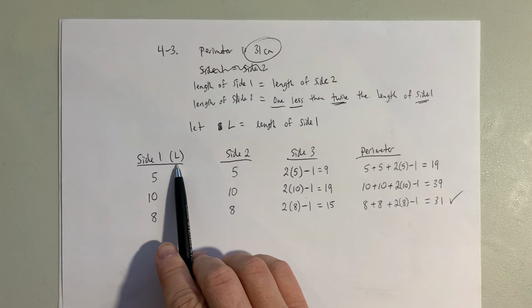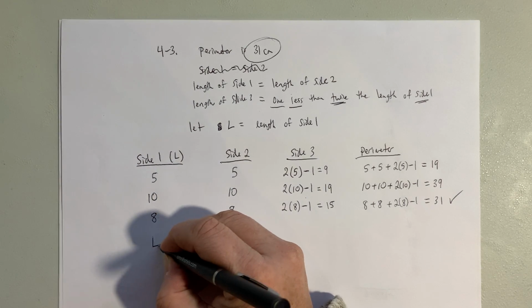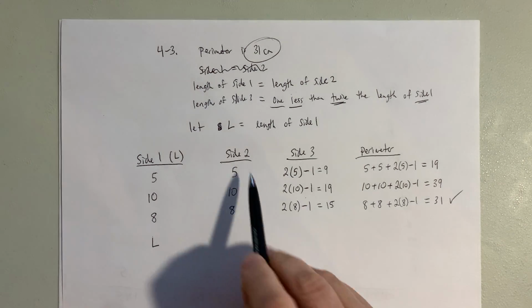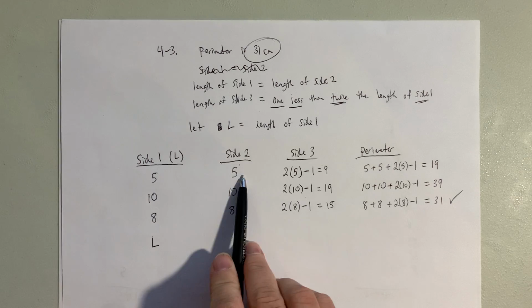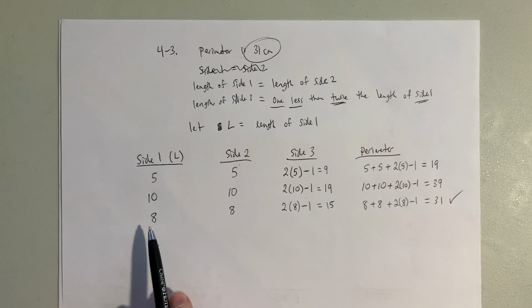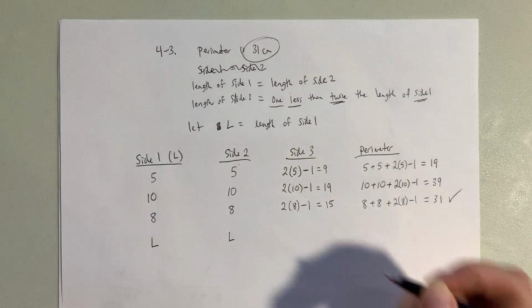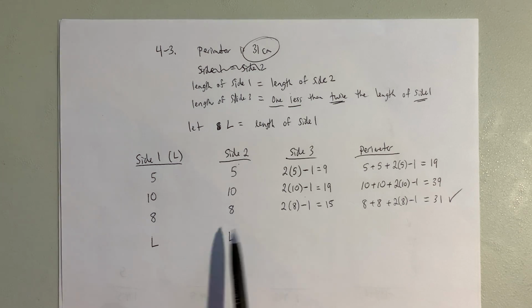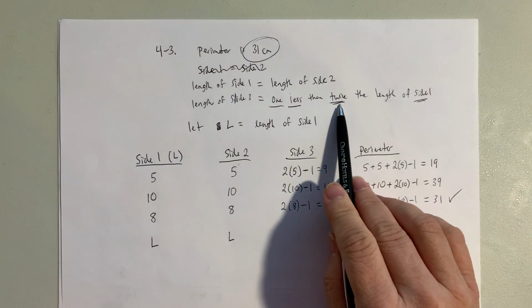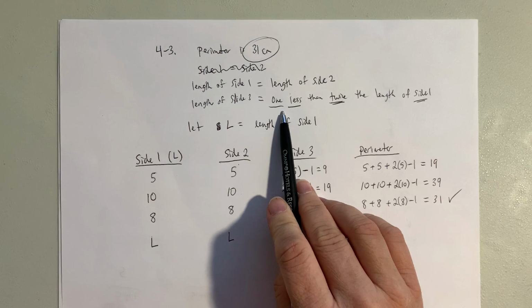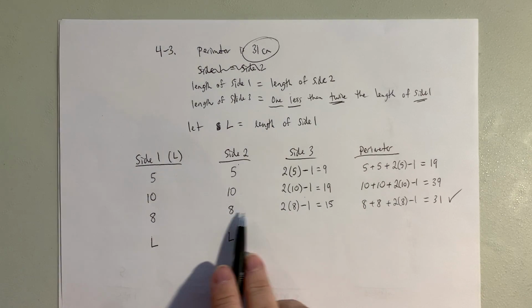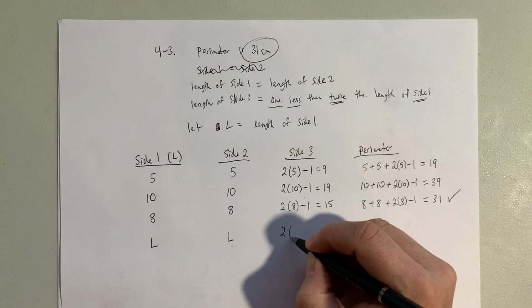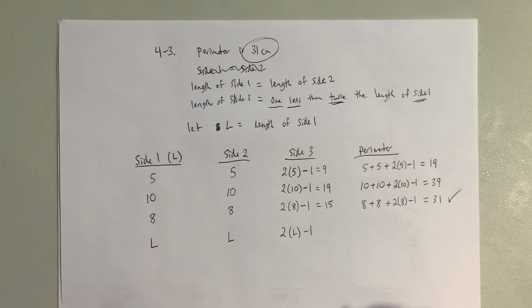all right, we said that side 1 was L, and so we put our letter L there, and we know that side 2 is the same as side 1. So we look at these patterns up here. This side 2 column is always exactly the same as side 1, which means that that's going to be L. And then again, if we look at what we did here, we took twice the length of side 1, and then we needed 1 less than that, so we subtracted 1. And so we follow the same exact pattern. And so we have 2 times L minus 1.